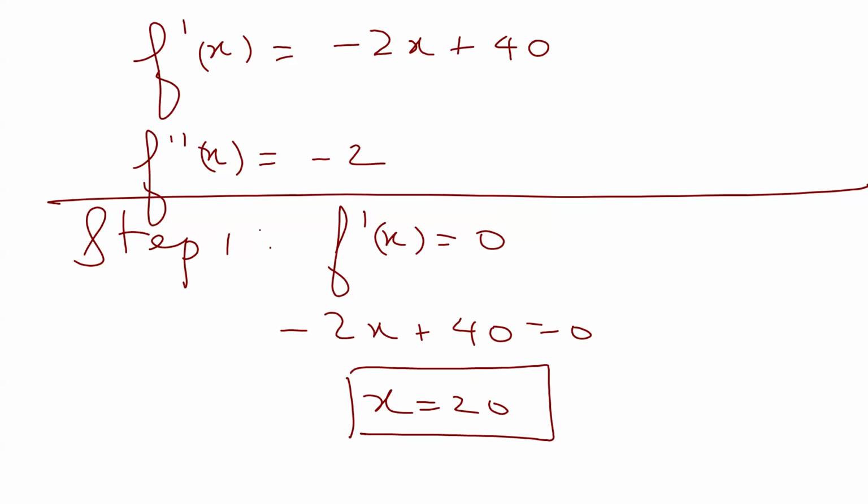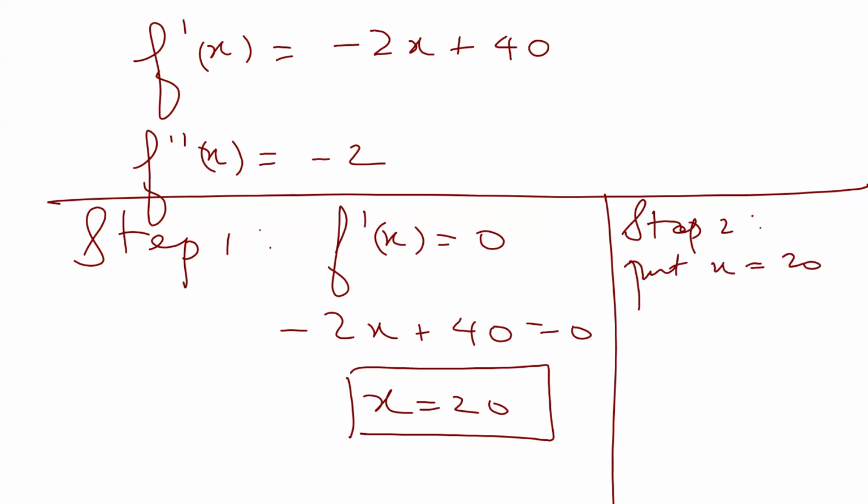Step 2. Put x equal to 20 in f double dash x. So I'll just write it over here. Step 2, put x equal to 20 in f double dash x. Now f double dash x is equal to minus 2.